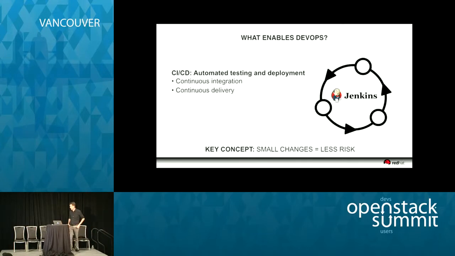Secondly, another enabler around DevOps, CI/CD, continuous integration, continuous delivery. Continuous integration is all about catching and detecting issues early. The longer you wait in the life cycle, the larger the technical debt you have to pay to resolve an issue. So you want to catch those early and often.